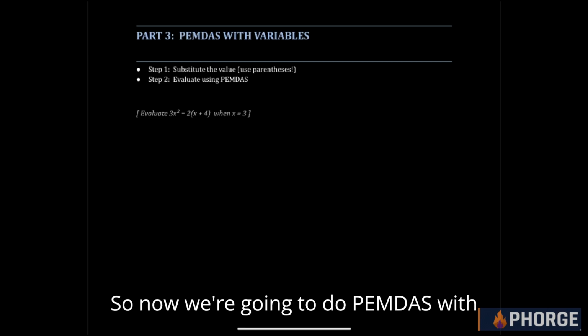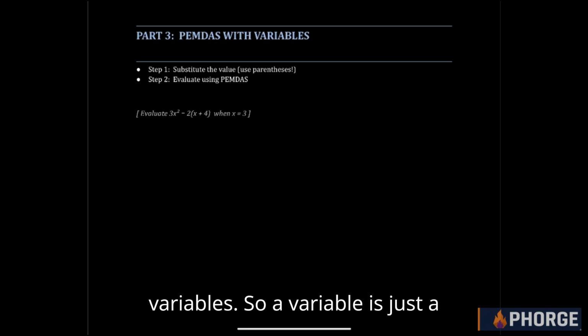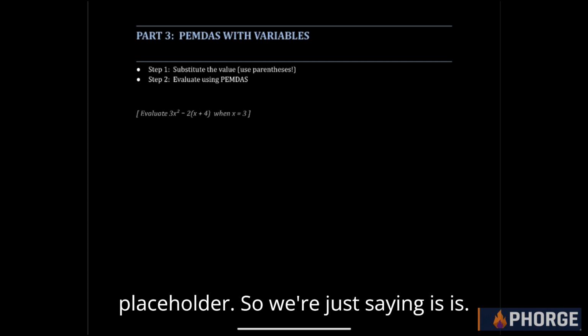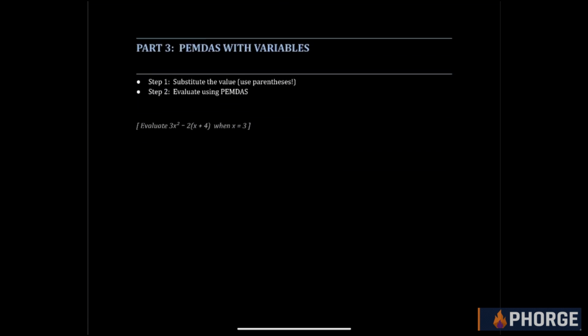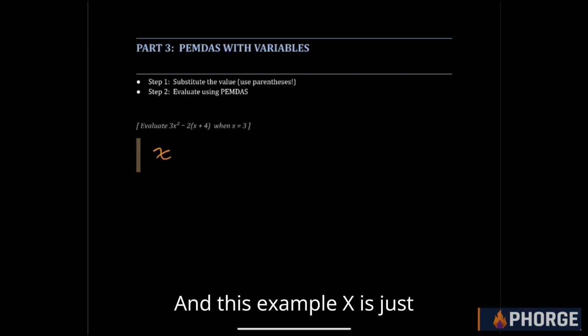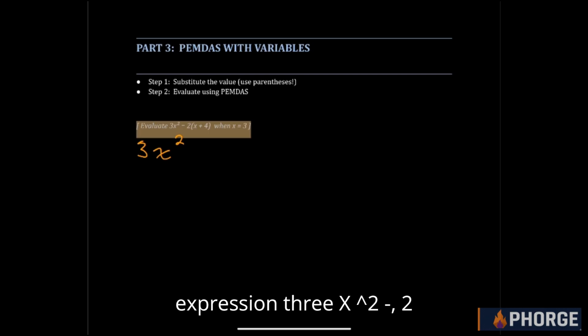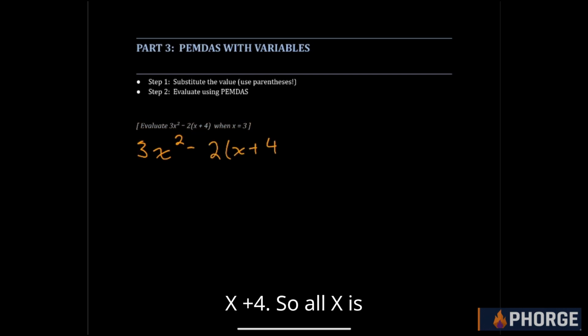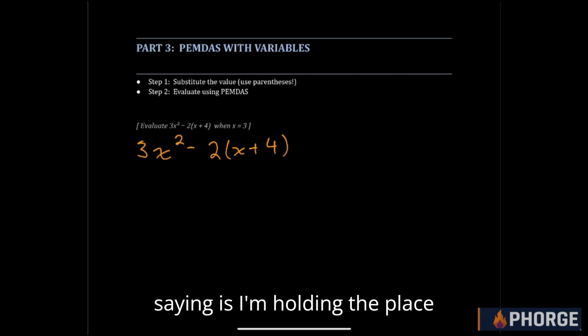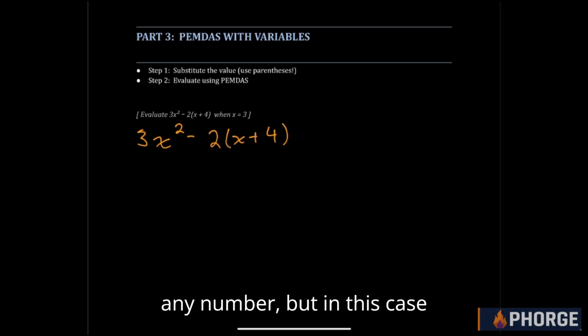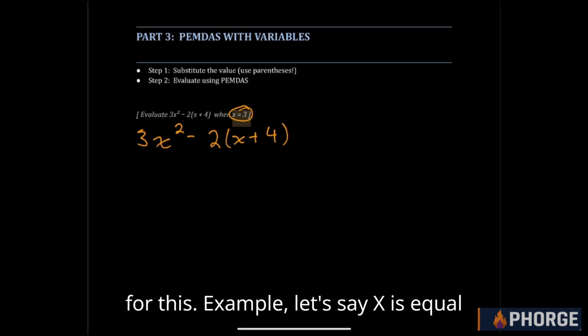So now we're going to do PEMDAS with variables. A variable is just a placeholder. In this example, x is just a placeholder. We have an expression, 3x squared minus 2x plus 4. All x is saying is I'm holding the place for some number. It could be any number, but in this example, we say x is equal to 3.